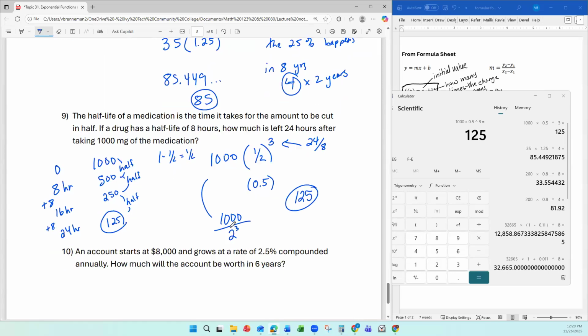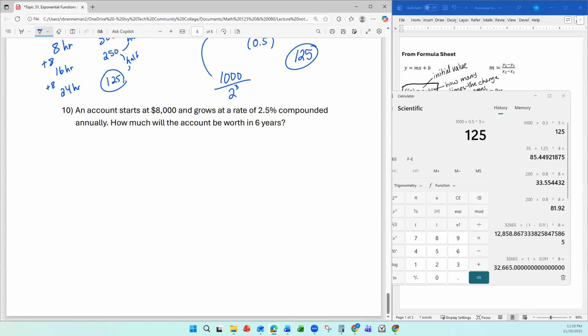Then number 10, also here. An account starts at $8,000 and grows at a rate of 2.5% compounded annually. So it doesn't say per or each, but we have this word compounded annually. What that means is added each year. The compounded means added, annually means each year, once a year. So we could say it grows at a rate of 2.5% per year.